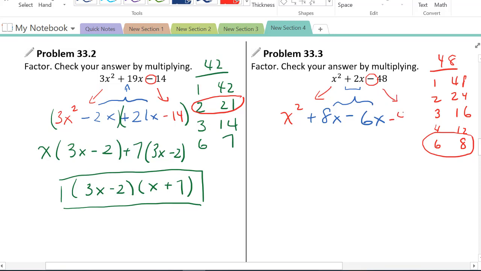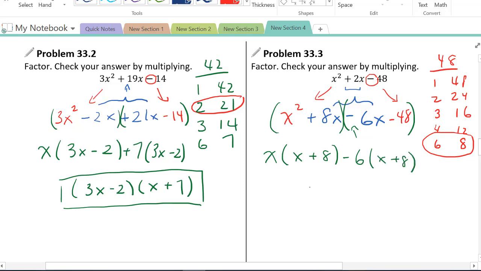So that's going to give me negative 48. What do I do now? I group factor. What can I factor out from the first two? I can factor out x. What's left over? X plus 8. What can I factor from the next two? Remember, this one's a minus, so I have to pull out a minus 6. So what's left over? X plus 8. See that? So what's in common? X plus 8 times x minus 6.